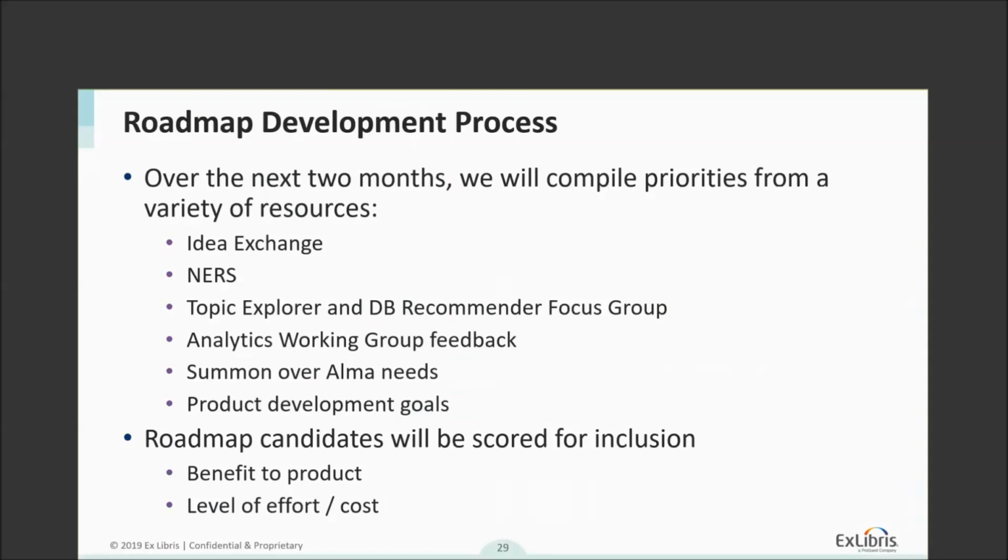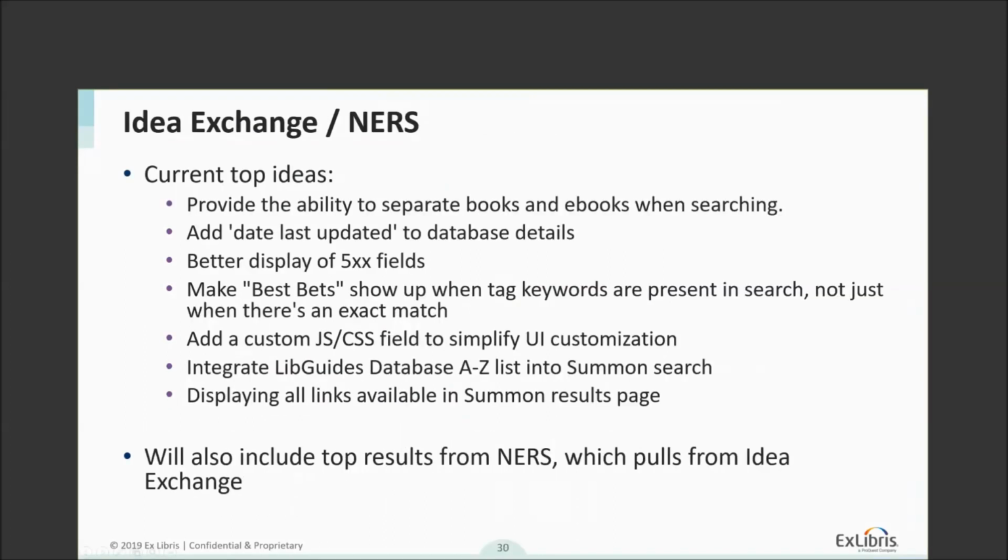So the roadmap candidates, once we've determined what those will be, are scored for inclusion based on the overall benefits and the level of cost or effort and our feasibility to do it. So now I'll share with you some of the current ideas that are at the top of the list that we're taking a look at for the Idea Exchange and, again, the NERS voting process, which uses ideas from the Idea Exchange as its source for topics to vote on.